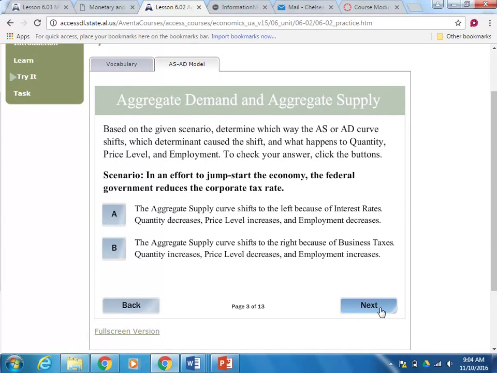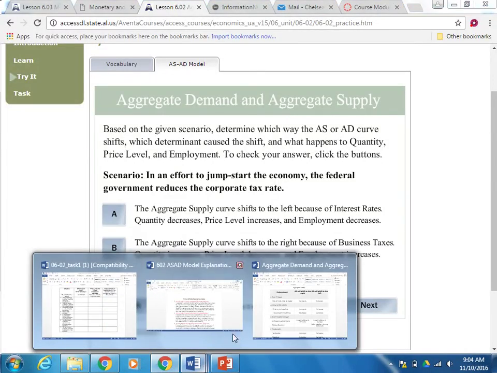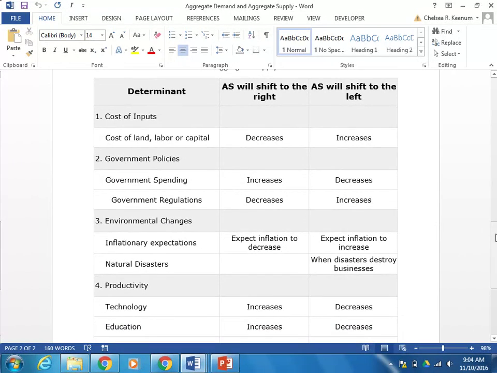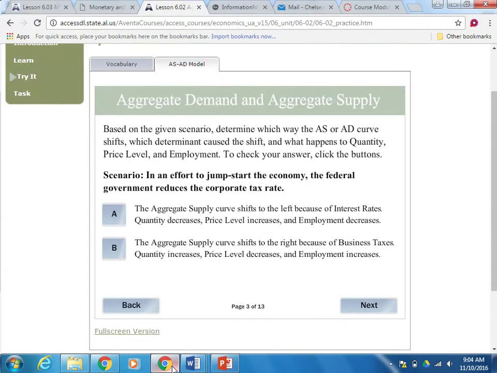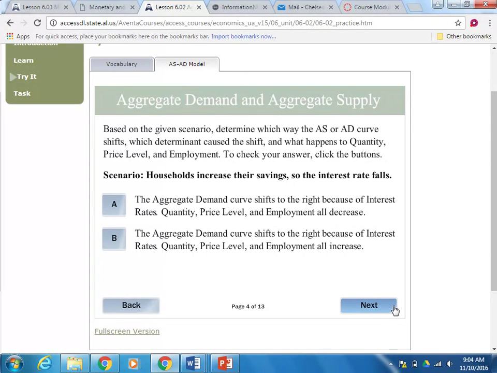All right, in an effort to jumpstart the economy, the federal government reduces the corporate tax rate. Okay, so this is a tax rate on businesses, so it's going to affect the supply curve. They reduce the corporate tax, they reduce government regulations. They decrease it, so the supply curve is going to shift to the right. And your quantity is going to increase and your price level is going to decrease. We'll do a couple more of these, and we'll kind of look at some of the questions on your worksheet.